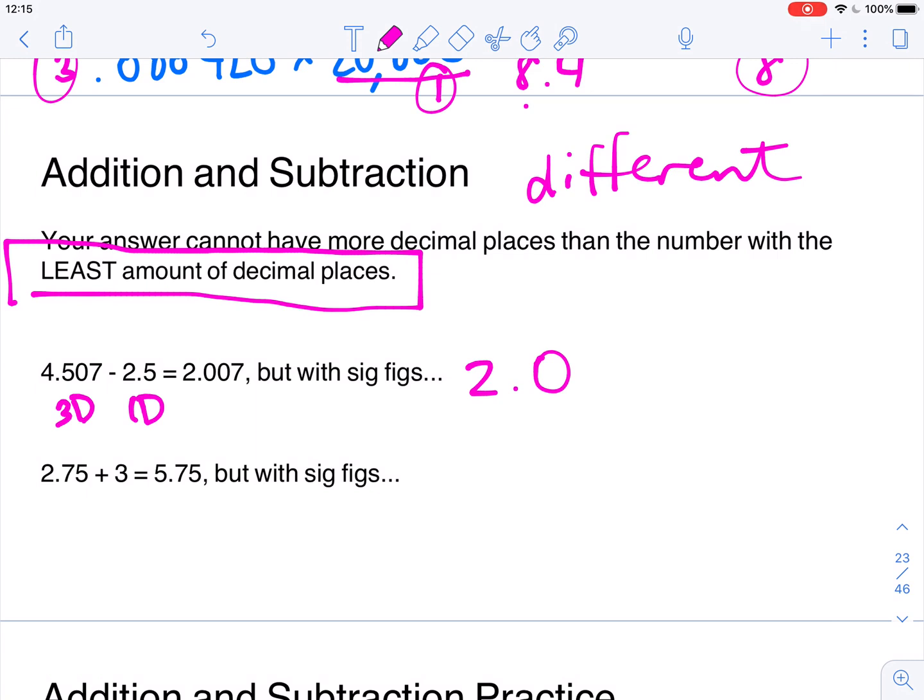For 2.75 plus 3, addition and subtraction observe the same rules. There's 2 decimal places here. There are 0 decimal places here. Okay. So if I have 5.75 and I can't have any decimals in my answer, that 7 is going to round me up, and I'm left with 6. Okay.